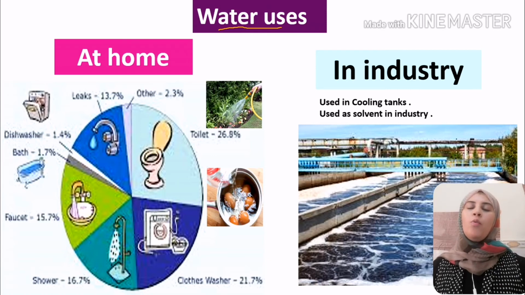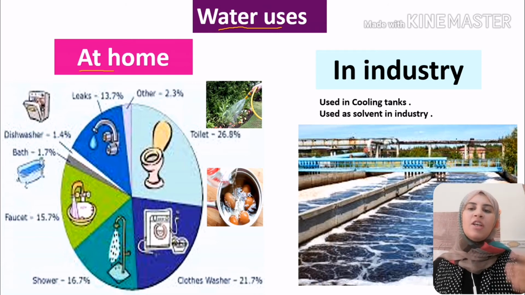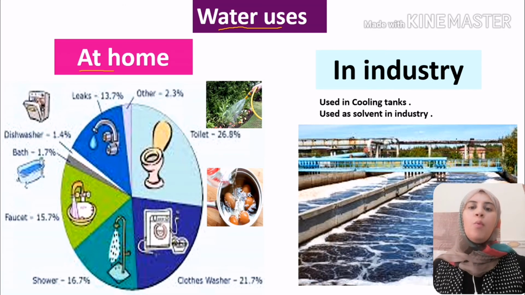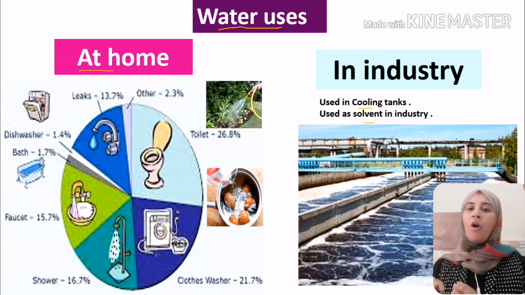At home, we can use water in drinking, gardening, cooking, toilets, taking a shower, and washing. In different uses, we can use water. Water is essential in our daily life. In industry, water is used in cooling tanks and can be used as a solvent. So, they are the main uses of water at homes and industry. This topic and these uses are repeated as a question in the exam.